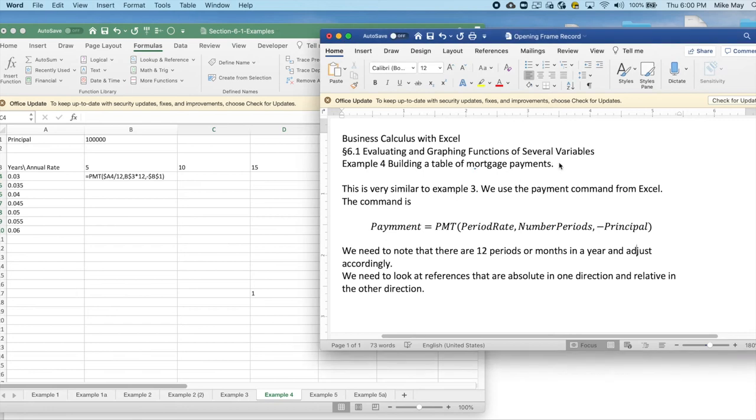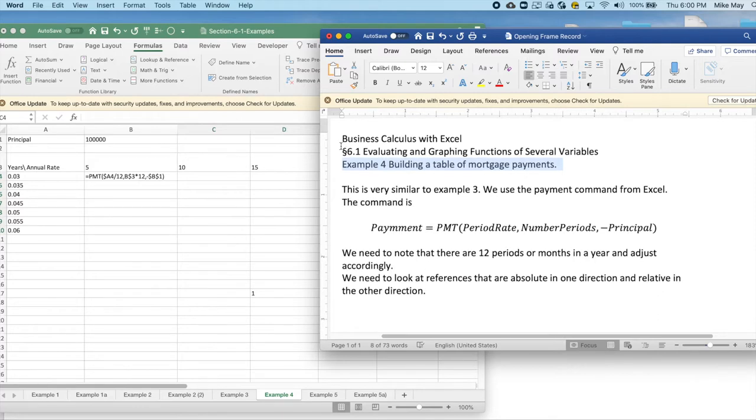Good morning. Today we're looking at example 4, building a table of mortgage payments in section 6.1, evaluating and graphing functions of several variables out of business calculus with Excel. This is very similar to example 3 in that we're building a table with two different inputs.